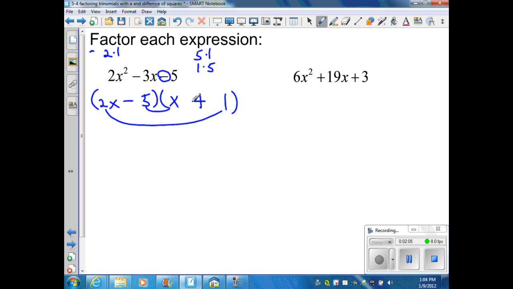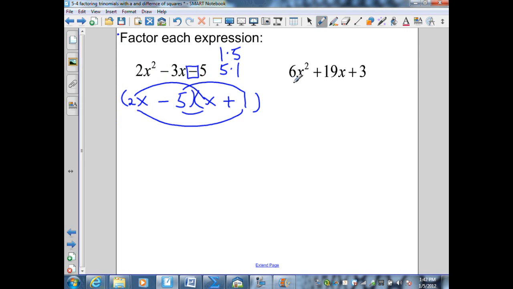And I can verify by using the FOIL. First, 2x times x is 2x squared. Outer is 2x. Inner minus 5x gives me a negative 3x. And my last is going to be a negative 5. Therefore, the product of factors is the quantity of 2x minus 5 times the quantity of x plus 1.